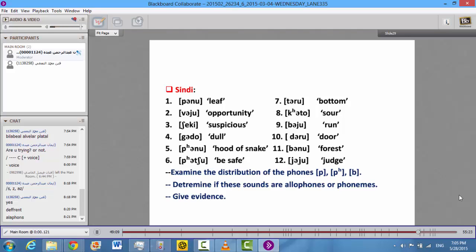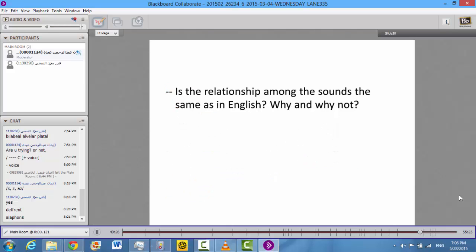And again here, by replacing them with the voiced ba, you know it means forest, you are producing a new word. So here we say that the pa, aspirated, unaspirated, and the ba voiced in Sindhi are considered phonemes. And this is different from English. Is the relationship among these sounds the same as in English? Why and why not? Of course, it's not the same.